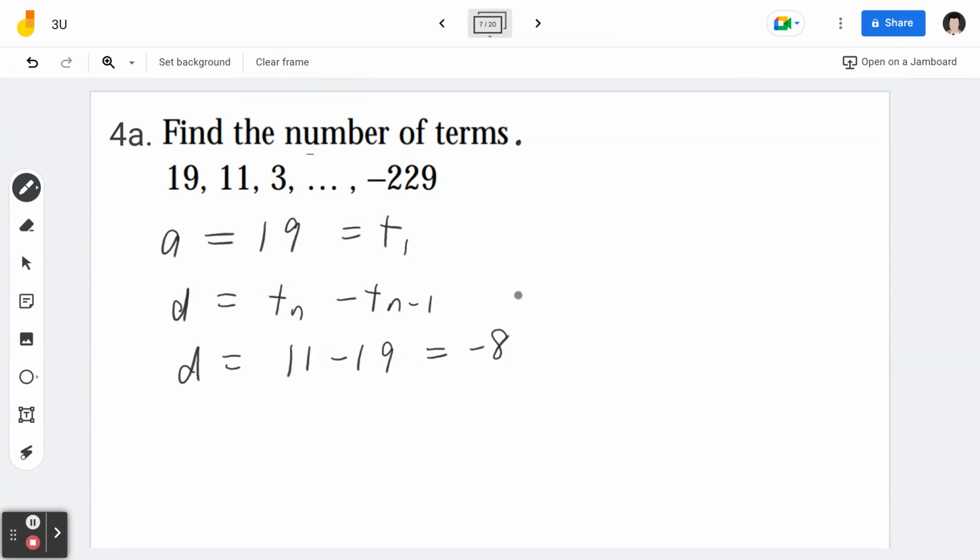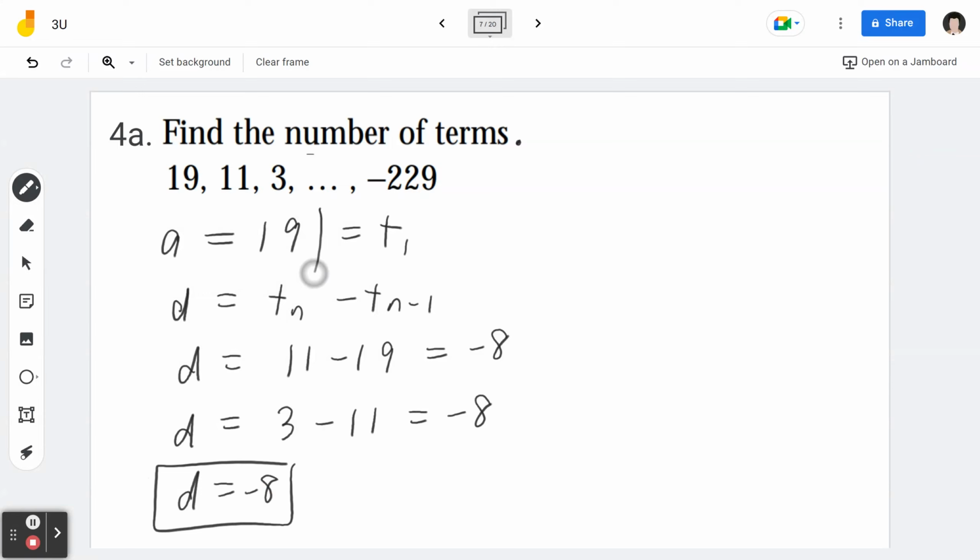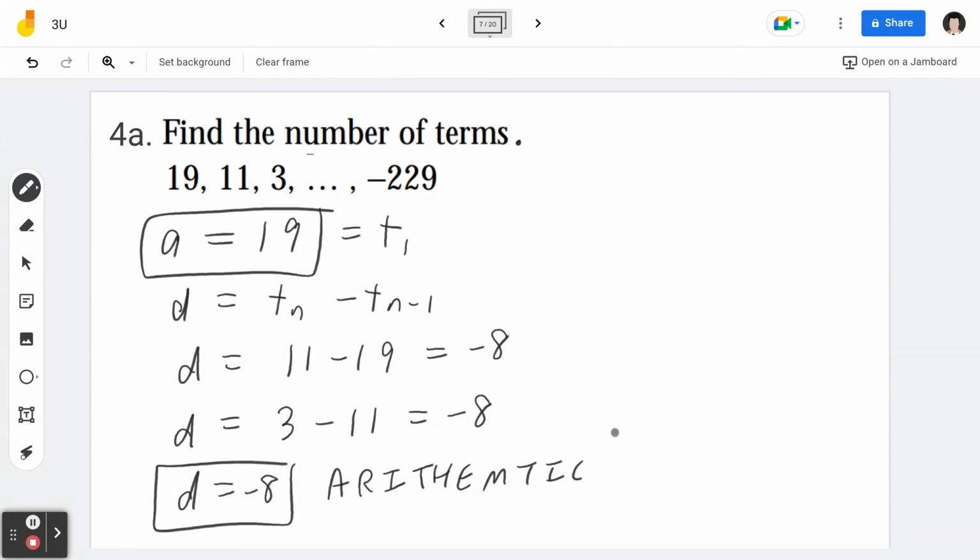All right, let's try again. What if we took the common difference to be 3 minus 11? Well, 3 minus 11 is also -8. So now we can say, oh, d is going to be -8, and a is going to be 19. Again, this supports the idea that this must be an example of an arithmetic sequence.